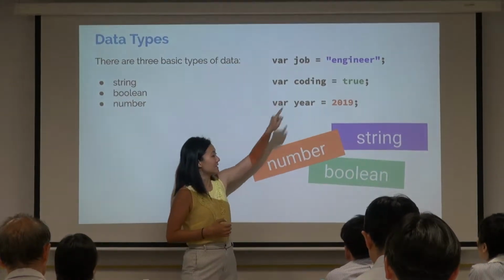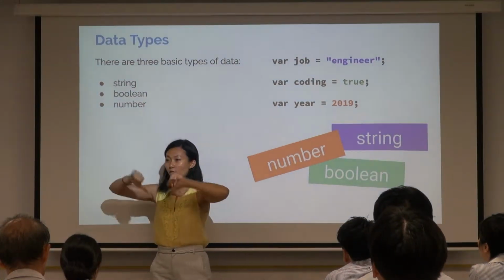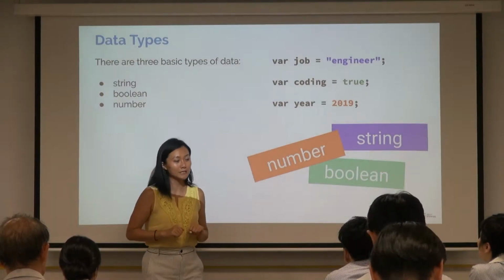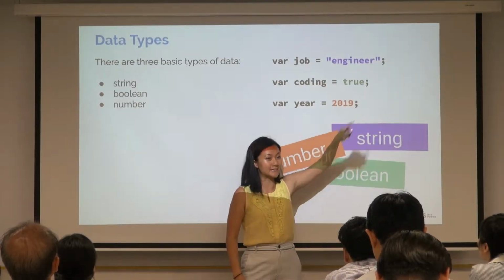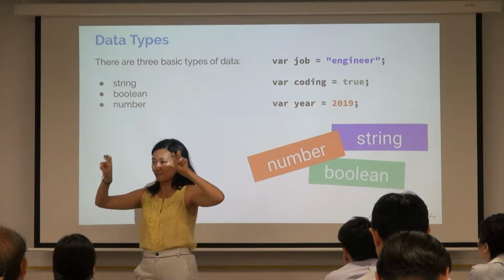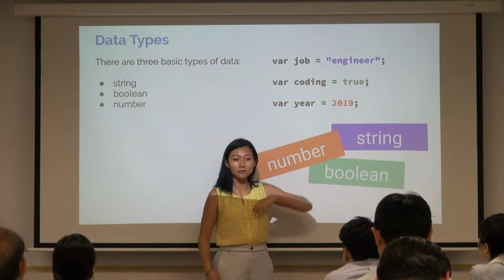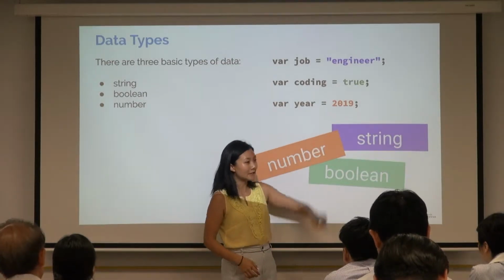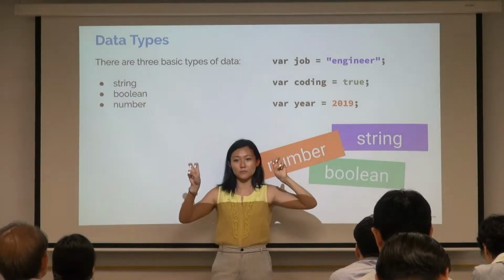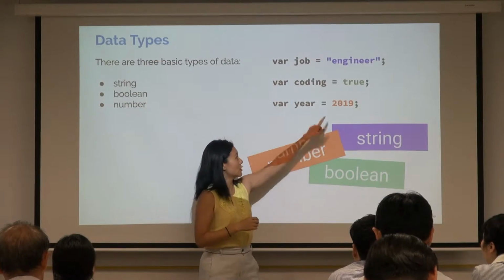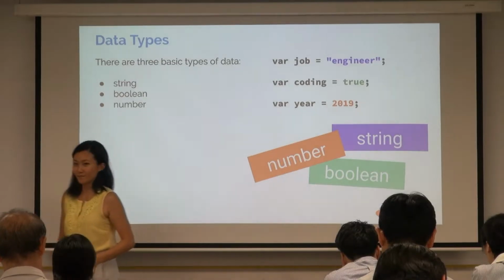Another piece of data is called a Boolean, and this is either true or false. Okay. A Boolean, fancy word, true or false. So notice the true does not have quotes around it. And we have another one called number, right? And 2019 is a number. And there are no quotes around it. If we were to put quotes around 2019, it becomes a string.